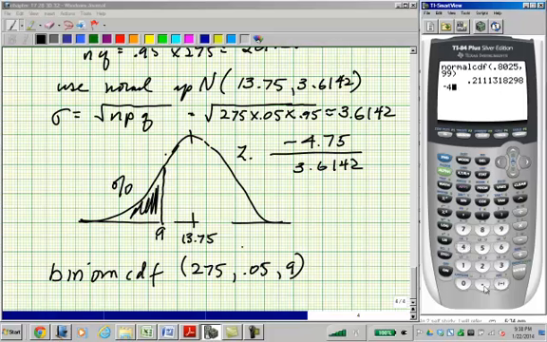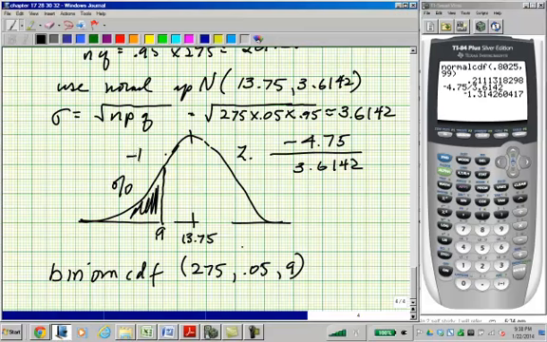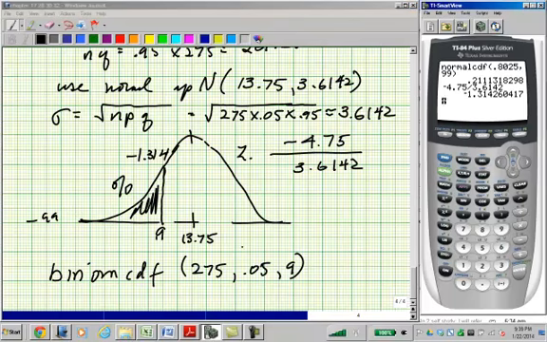Negative 4.75 divided by 3.6142. So the z-score is negative 1.314. And so we're going to go to negative 99. So we'll do second and vars, normal CDF 2. And remember, it's always from left to right. So I'm going to go negative 99, comma, and then I'm going to put in that answer, that z-score.